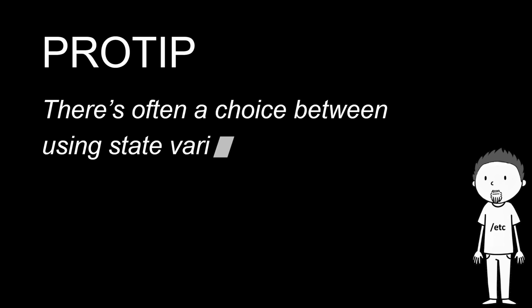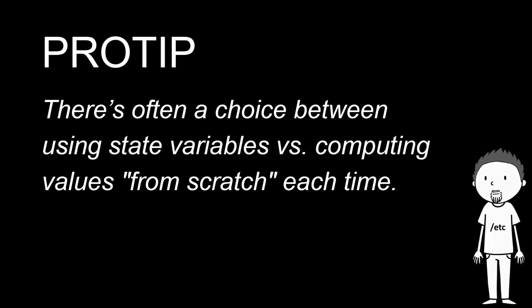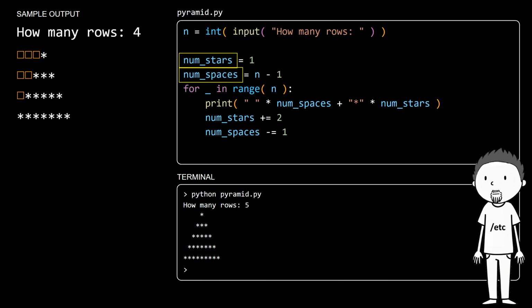There's often a choice between using state variables or computing from scratch each time. Counter variables like num spaces and num stars, as used here, are an example of state variables, because they keep track of the state of the program. As we saw, state variables can lead to simpler code, because we just modify them as we go instead of recomputing them from scratch. The downside is that if a state variable gets messed up, like if you mistakenly increment a state variable somewhere in your code, the entire run can get out of sync without an easy way to get back on track.